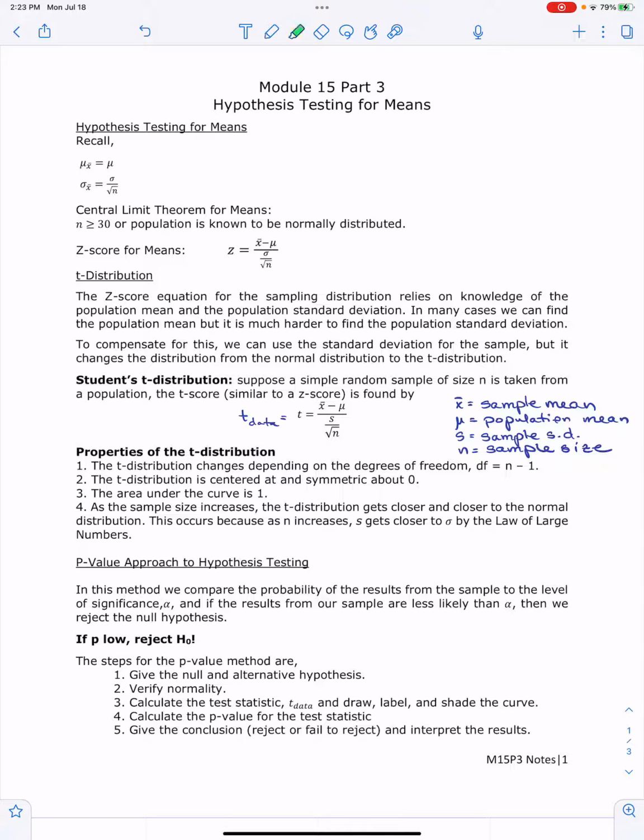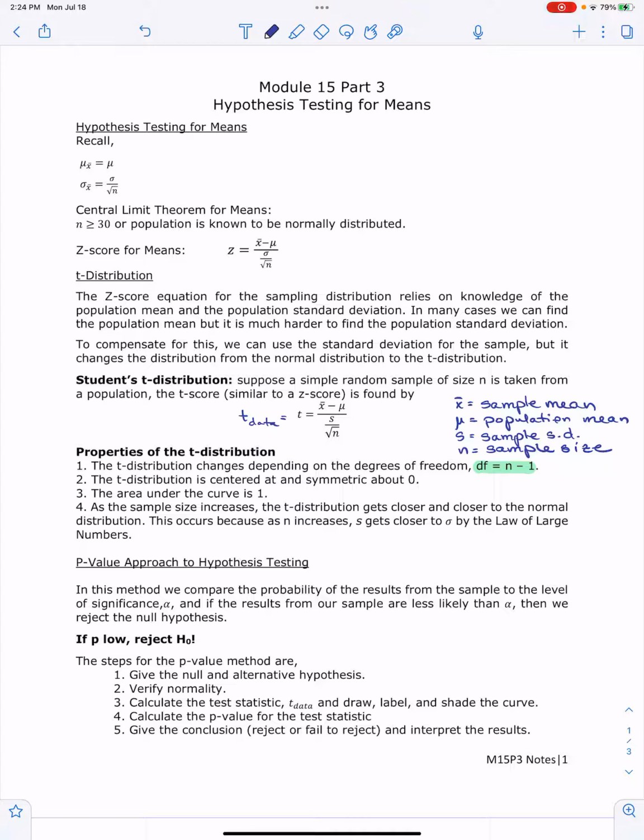Just a reminder that we need to calculate the degrees of freedom. We're going to need to enter that value in when we use Excel to find these. Okay, so properties of the t-distribution, a reminder.